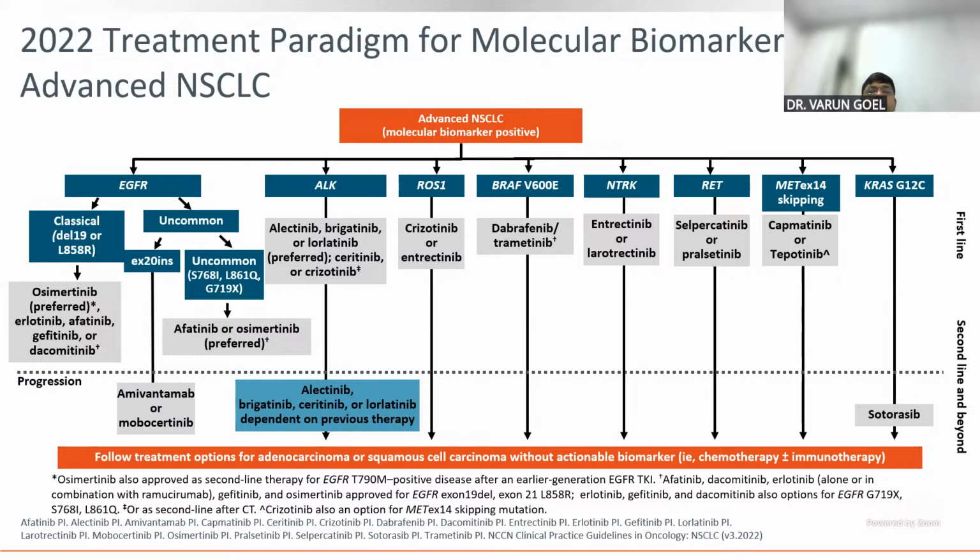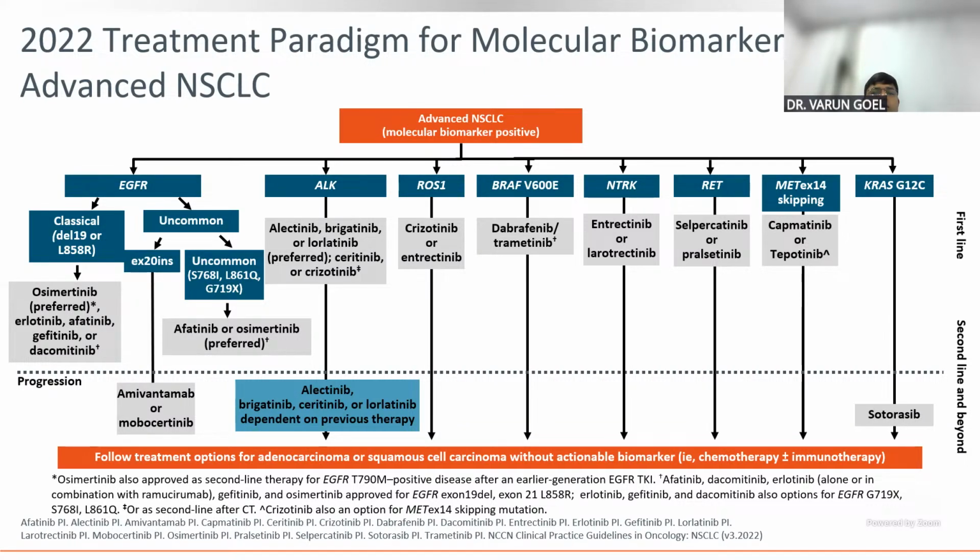For BRAF mutation, durvalumab and trametinib combination. For NTRK, entrectinib or larotrectinib. For RET, selpercatinib or pralsetinib. For MET exon, capmatinib or tepotinib, or for KRAS, sotorasib.